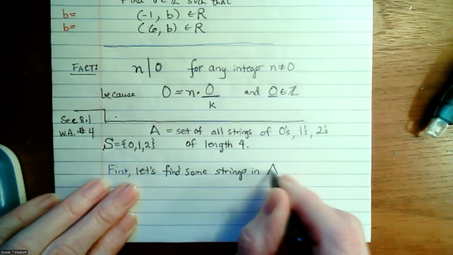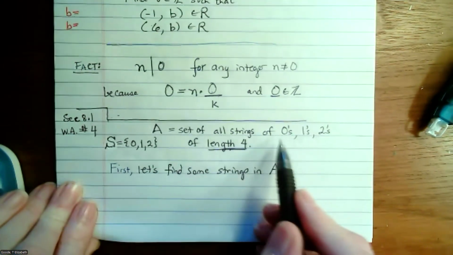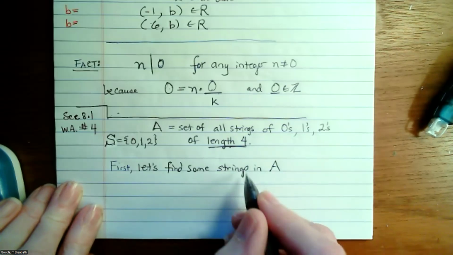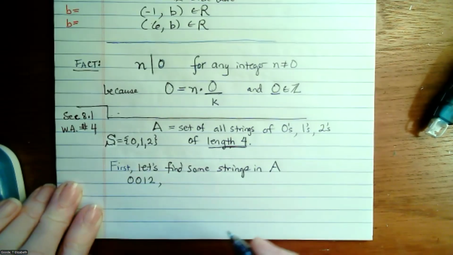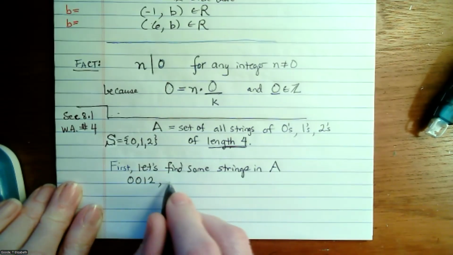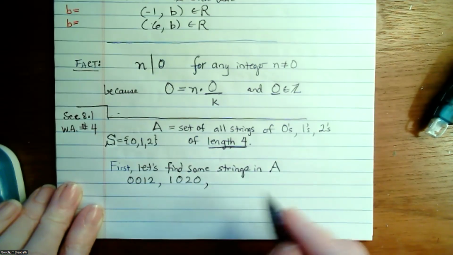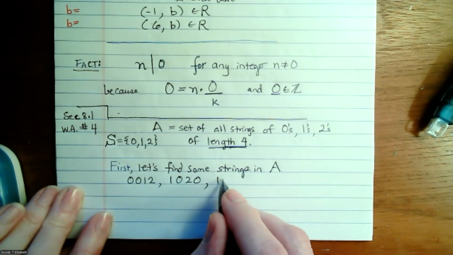All right. So it's all strings of length 4, and we can use 0s, 1s, and 2s. So, let's do 0, 0, 1, 2. Yep, there's one. 1, 0, 2, 0. Good. 0, 0, 2.